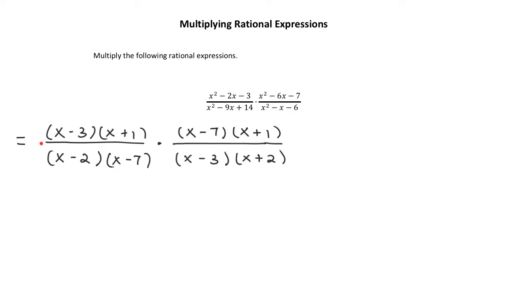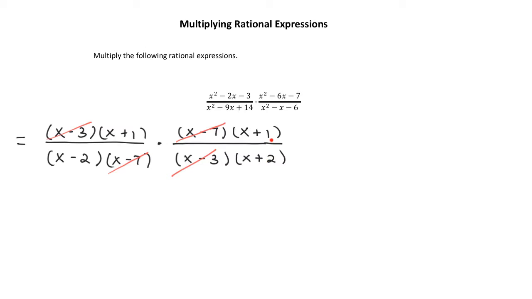Now that everything is factored in both of the fractions, I don't have to just stay within the first or the second fraction. I can look for common factors between any numerator and denominator. And I'm seeing that there's an x minus 3 here and there's an x minus 3 here. Why not cancel them first before multiplying everything together? So this and this cancel. Let's see what else we have. There's an x minus 7 and an x minus 7. Those cancel.